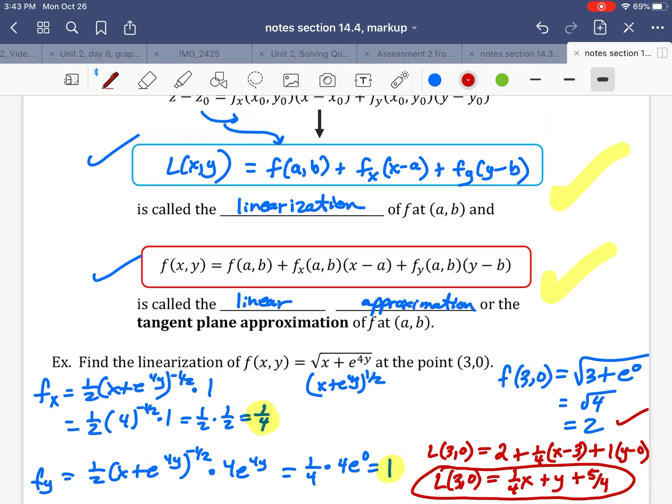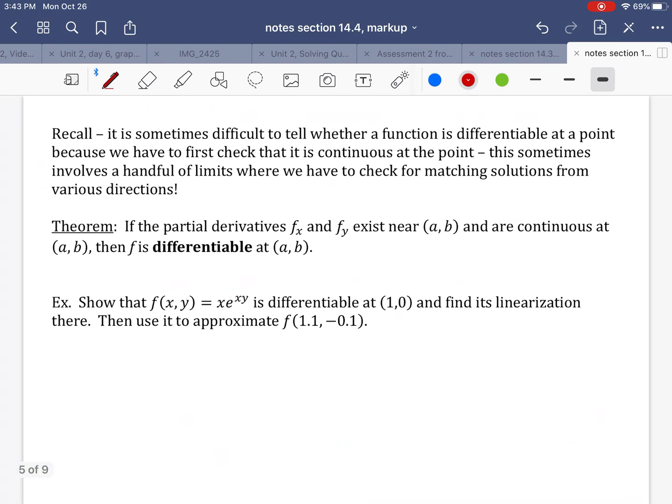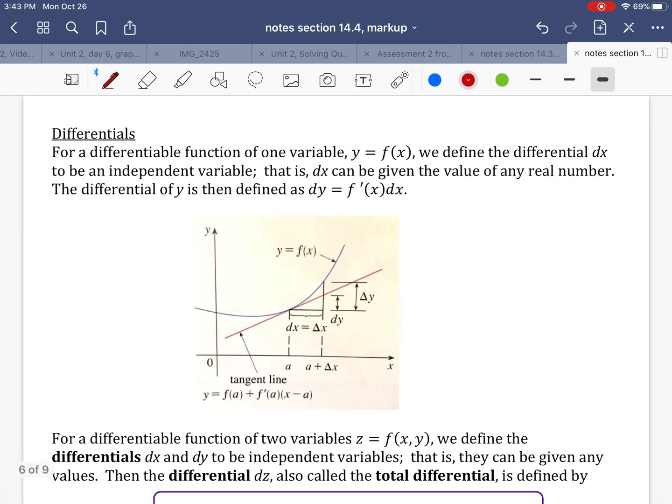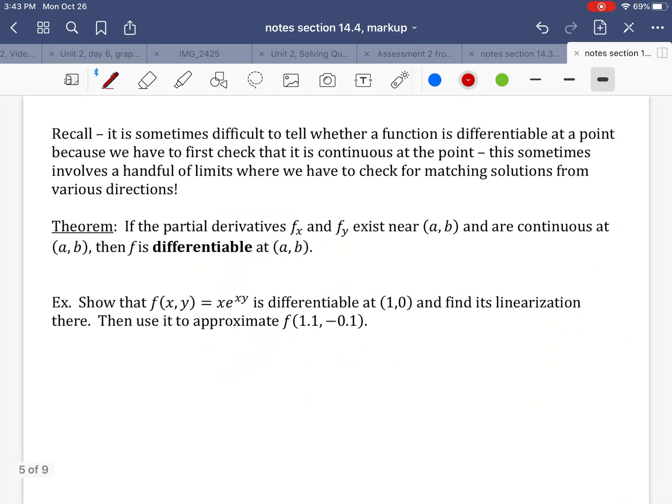If you literally plug in the point (3, 0), then you will get the answer, which is 2, right? Okay. All right. So there's that, and this is the last page. Yep, this is the last page we're going to do right here.